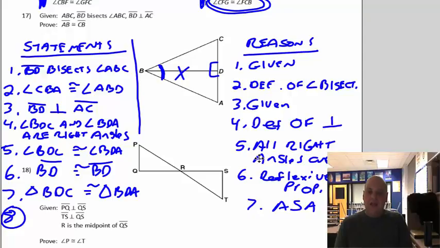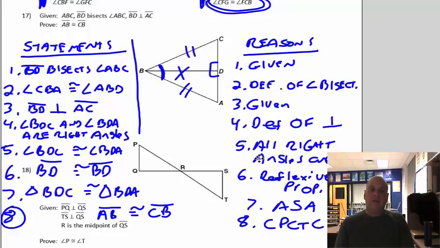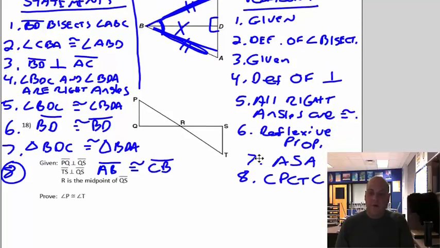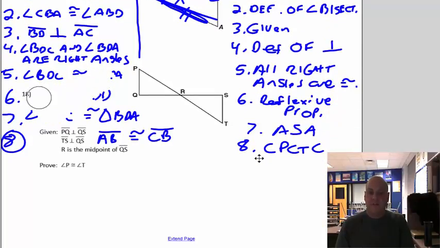And then why is AB congruent to CB? So statement 8, AB is congruent to CB, and the reason is CPCTC, because they are corresponding parts of the congruent triangles that we already showed. So we showed congruent triangles, and then the last step is just the CPCTC for what we want. Now we got one more quick proof here. Again, it's going to be CPCTC.